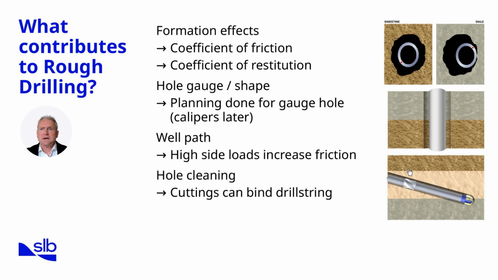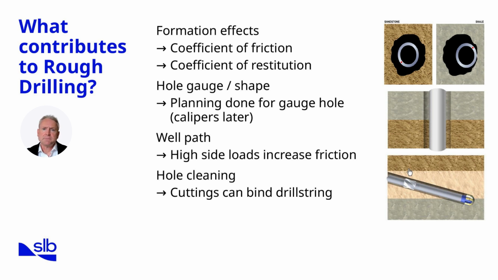Second, hole gauge and shape are critical. We plan drilling for an in-gauge hole, but in reality, caliper measurements later often reveal washouts, ledges, or under-gauge sections. Any deviation from true gauge increases the chance of vibration as the drill string contacts uneven surfaces. Third, the well path itself affects dynamic loading. High dogleg severity or sharp curvature creates elevated side loads, increasing friction between the string and the borehole.